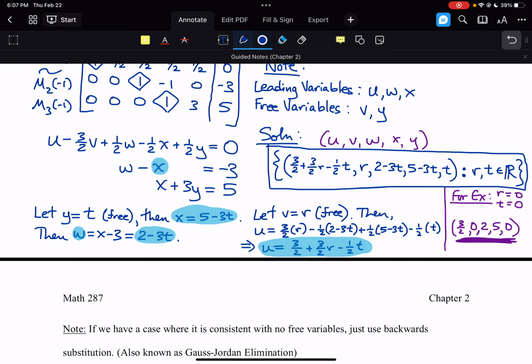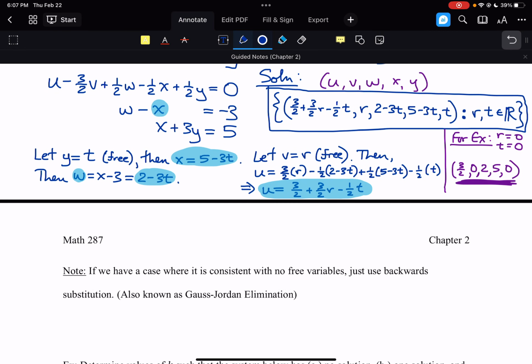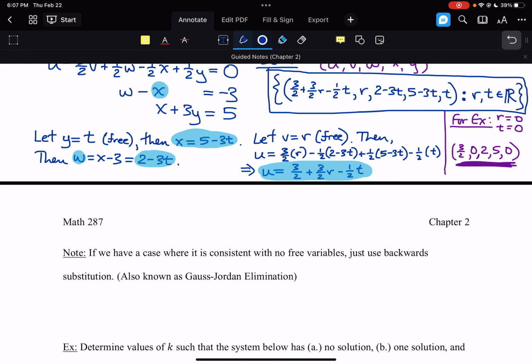So I mentioned the case like we saw in that other example, where you have a consistent system with no free variables. That's where backward substitution can help. Just a note, the book refers to this as Gauss-Jordan elimination. So if you see the text asking you to use Gauss-Jordan elimination, it's just asking you to solve it from its pivoted row echelon form, basically.